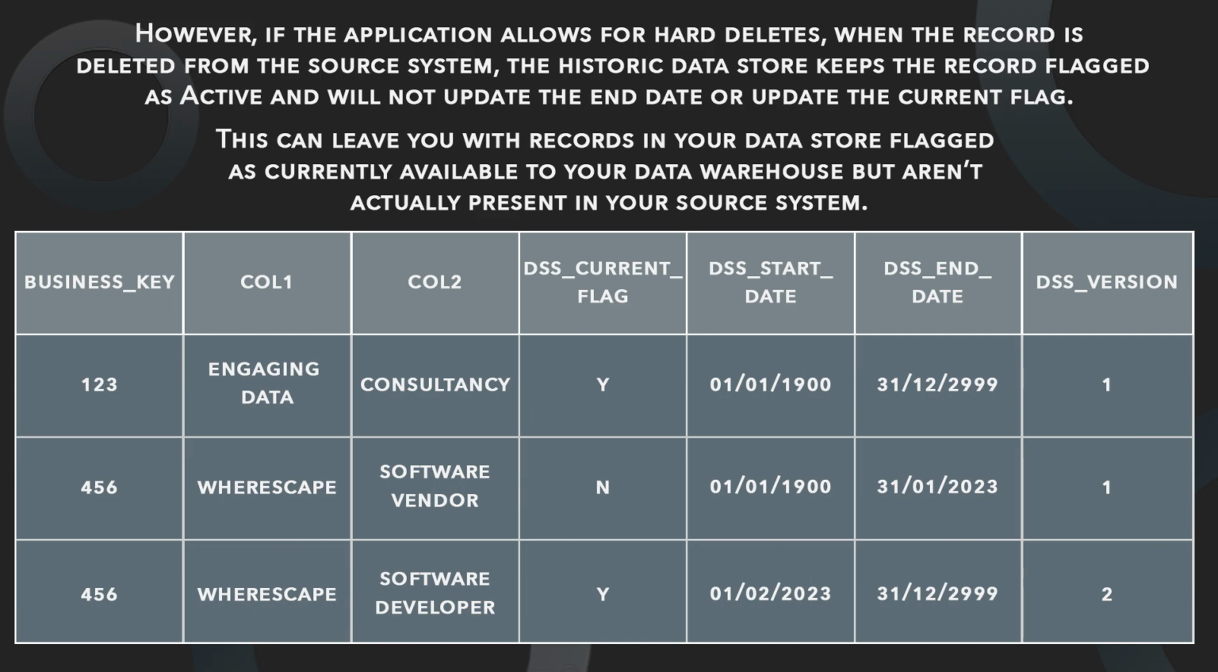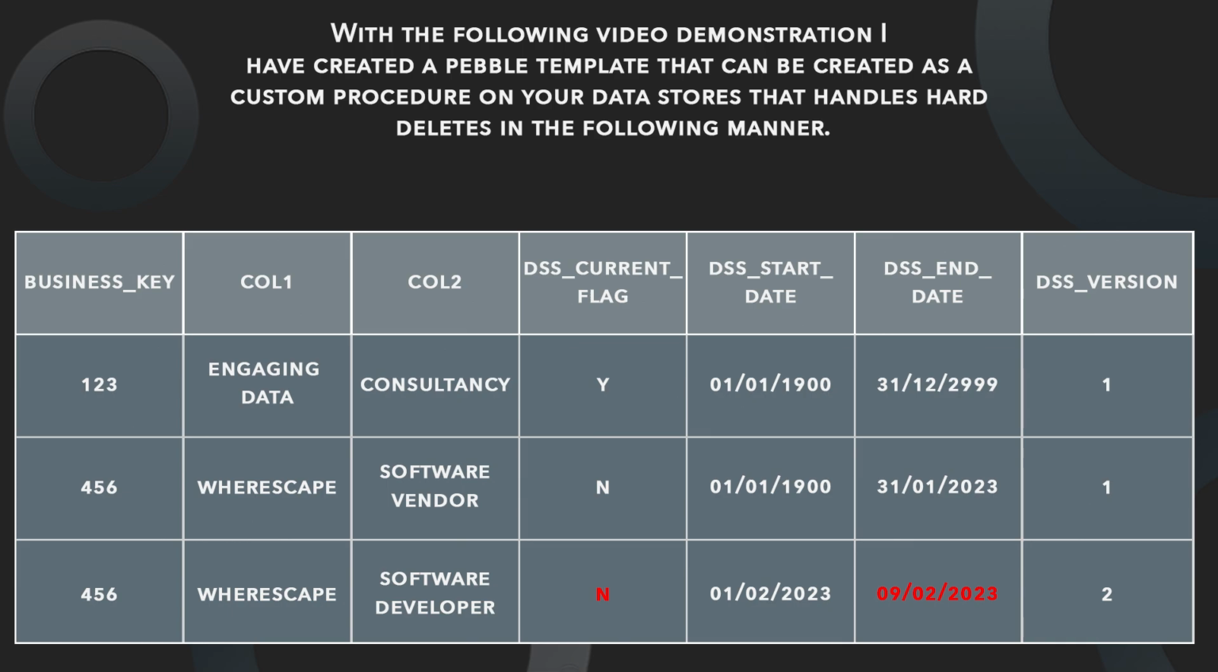What happens is if an application allows for hard delete. When the record is deleted from your software source system, the historic data store leaves the active record still there. And what we really want to do is remove that record completely. We still want to see that it was there in play, but we don't want to see that it's currently active. So ultimately, if you did a hard delete, this is what we would expect. You would expect that 456 would have an N. The end date would be the 9th of the 2nd, 2023, and the version is still 2.